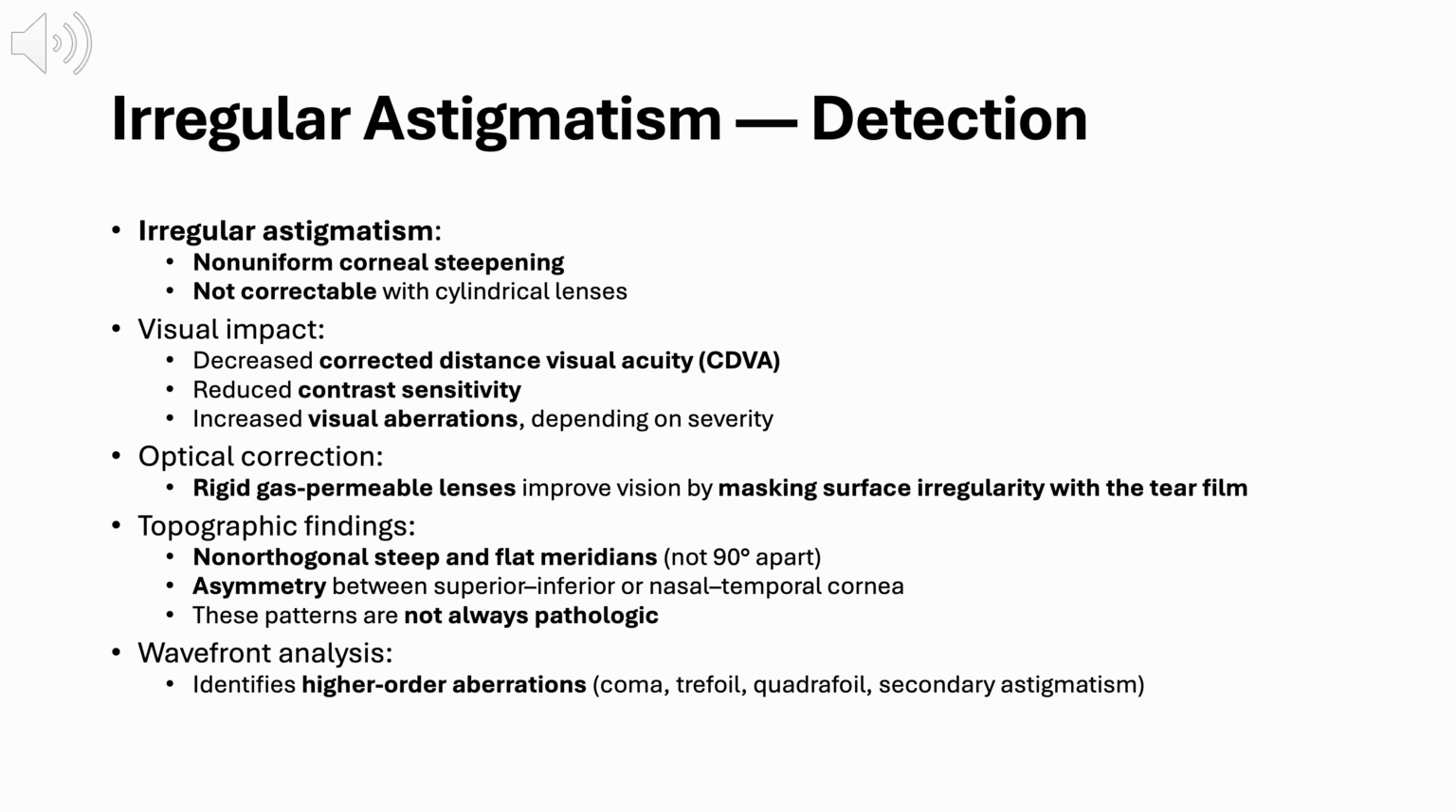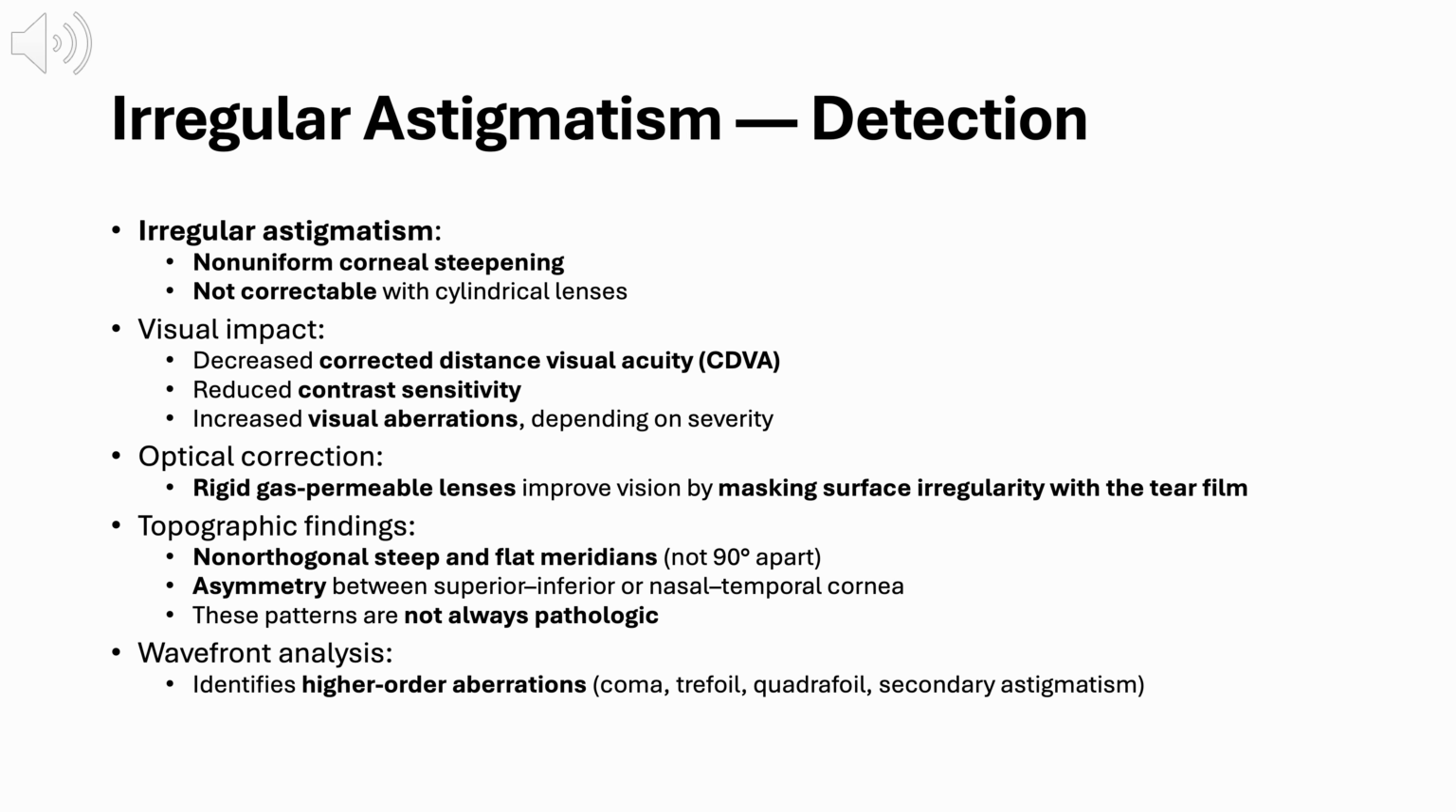From a visual standpoint, this leads to decreased corrected distance visual acuity, reduced contrast sensitivity, and, depending on severity, increased visual aberrations. Patients often report blur or distortion that persists even with their best refraction. In terms of optical correction, rigid gas-permeable lenses can improve vision by masking the irregular corneal surface with a smooth tear film.